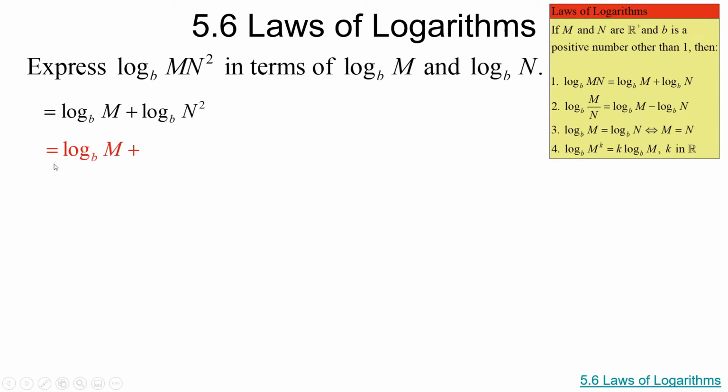So I have the log base b of m plus, and what can I do with this exponent? Well, here it is, number 4. It can come out front as a coefficient. So I'm going to write the log base b of n squared as 2 times the log base b of n.